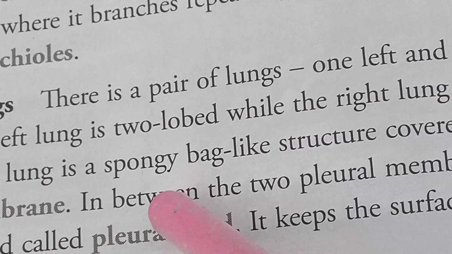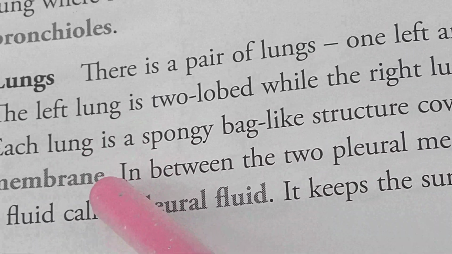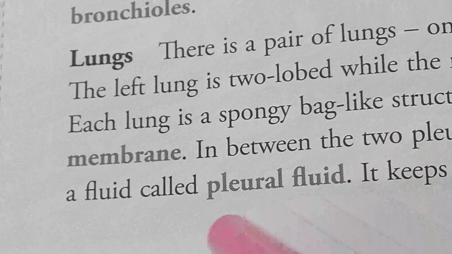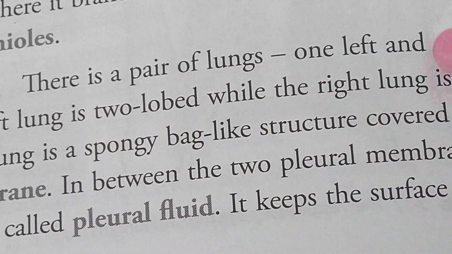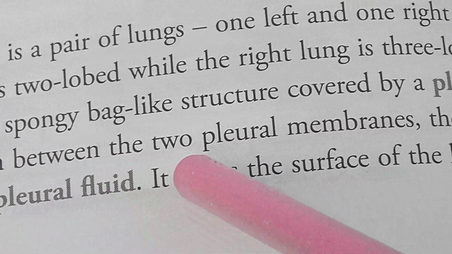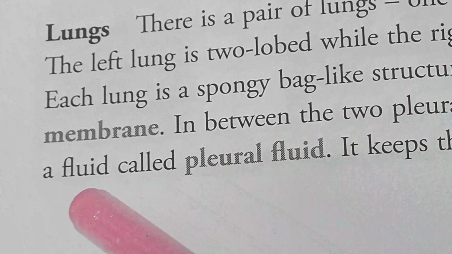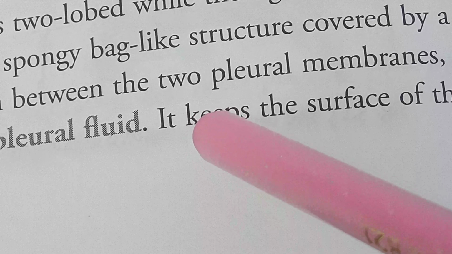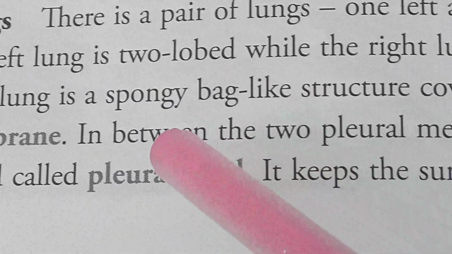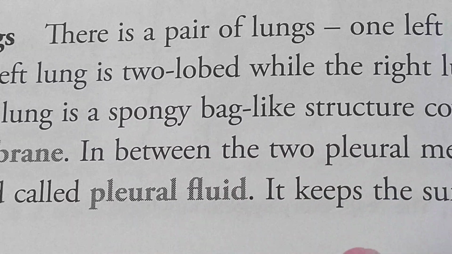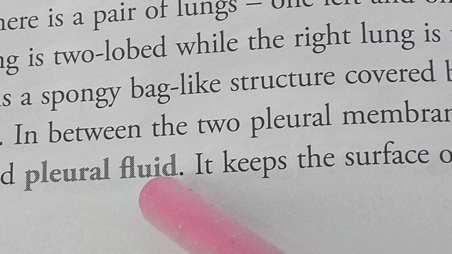Each lung is a spongy bag-like structure covered by a pleural membrane. So the outer membrane of the lung is known as the pleural membrane. In between the two pleural membranes, there is a fluid called pleural fluid. So each lung is covered by a membrane that is known as प्लूरल मेम्ब्रेन, एंड दो प्लूरल मेम्ब्रेन के बीच एक फ्लूइड रहता है, उसको हम लोग क्या बोलेंगे, प्लूरल फ्लूइड.